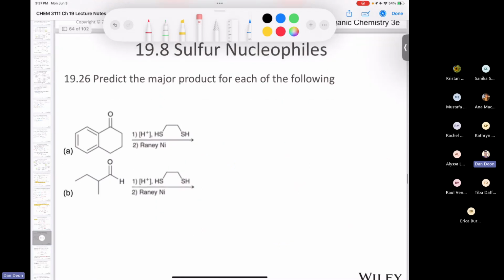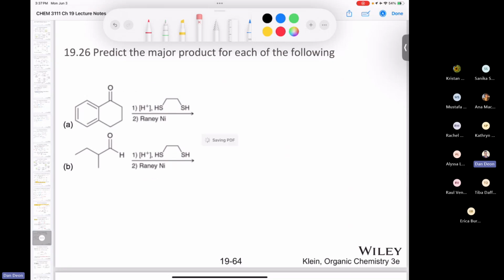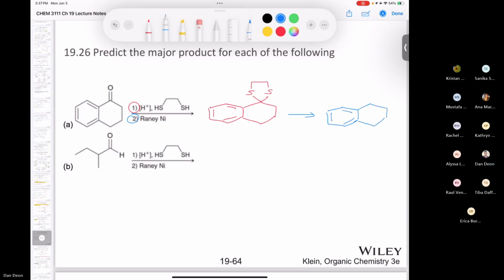So what we'll do right now is we'll take a look at this first question, 19.26a. In the first step, we're reacting with the 1,2-ethanedithiol in a catalytic amount of acid. So that's going to give us the thioacetal, which is going to look a little something like this. Okay, so that's after the first step. And then after treatment with Raney nickel, it's just going to reduce it to the alkane. So we end up with the alkane like that.